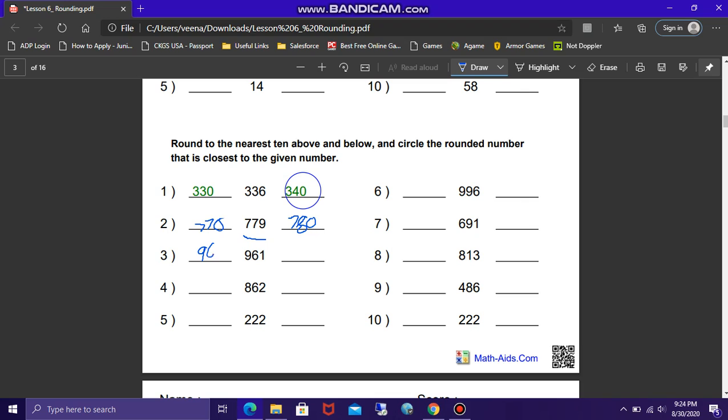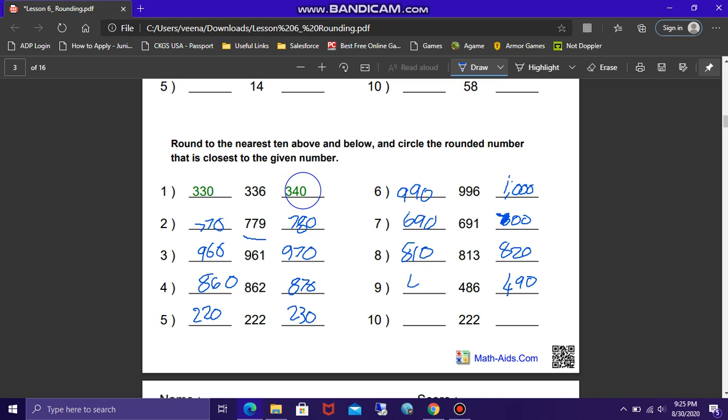So these are just the tens above and below. So for this, 960, 970. Same thing here, 870, 860, 220, 230, 990, and 1000. 700, 690, 810, 820, 490, 480, 220, and 230. See how easy that was?